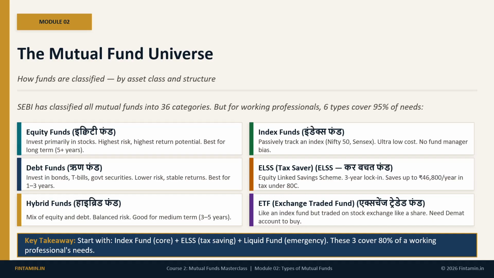Type 2 is debt funds. These invest in bonds, government securities, and money market instruments. Lower risk, stable returns. Best for goals 1 to 3 years away. Think of them as smarter alternatives to fixed deposits. Type 3 is hybrid funds, a mix of equity and debt, balanced risk, good for medium term goals of 3 to 5 years.